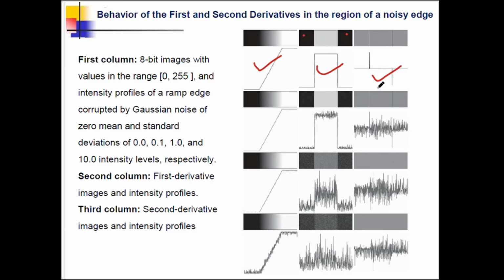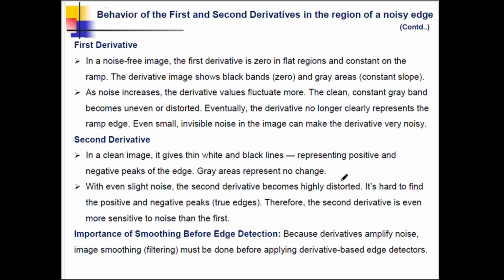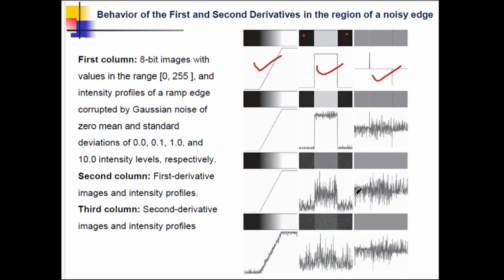And this is the second derivative. The second derivative is positive at the onset of the ramp, negative at the closing of the ramp. As this is a peak positive line, this is the positive line. As this is negative, it is the negative line, the black line. The constant gray areas represent no change. So these are the images of the original, the first order derivative, and the second order derivative.